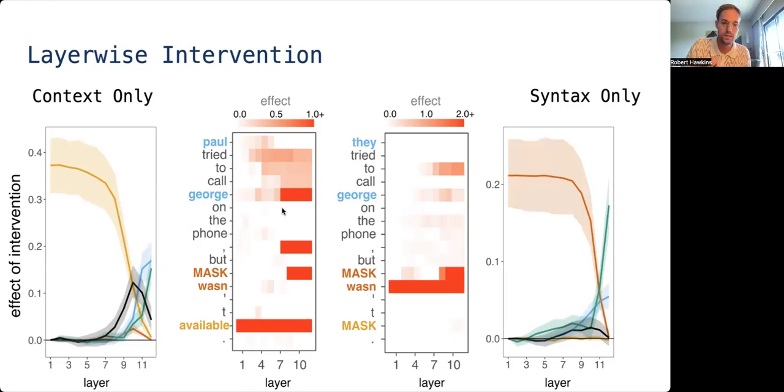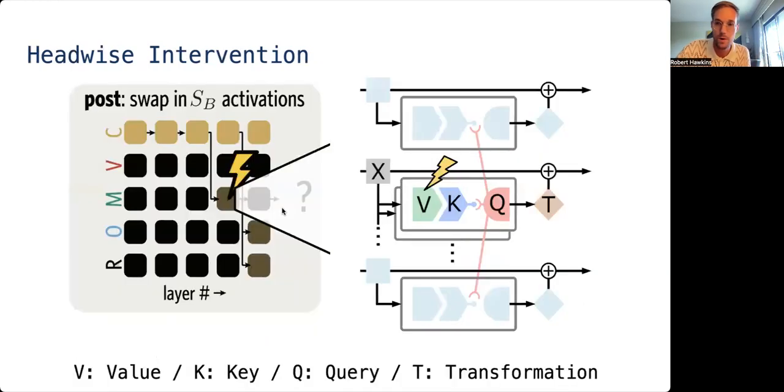And then you get these big effects at the options, the Paul and George tokens, that you just don't get in the syntax condition. So it appears that the syntax condition is using a more direct propagation, where the mask is able to just look at the verb to know what it has to do, whereas in Winograd schemas, it has to pool information in some more complex way. Okay, so that's the layer-wise intervention.